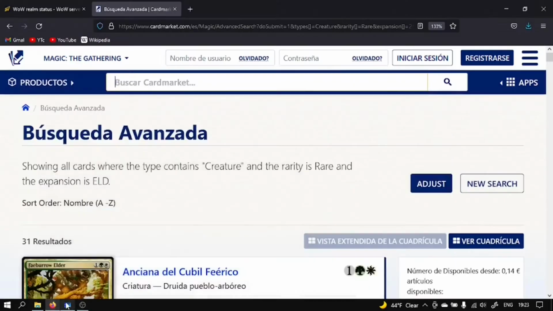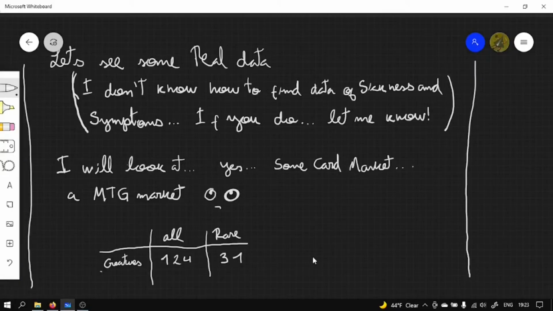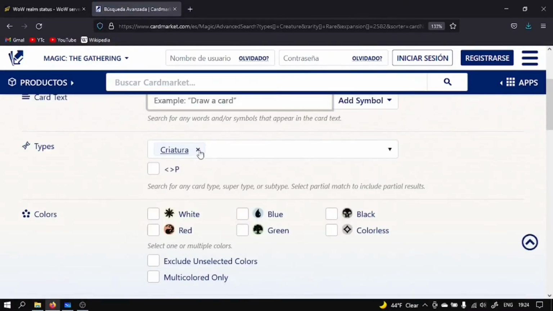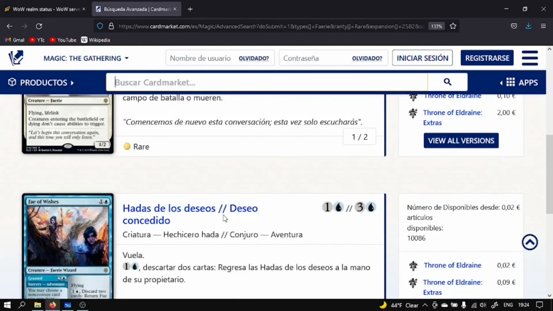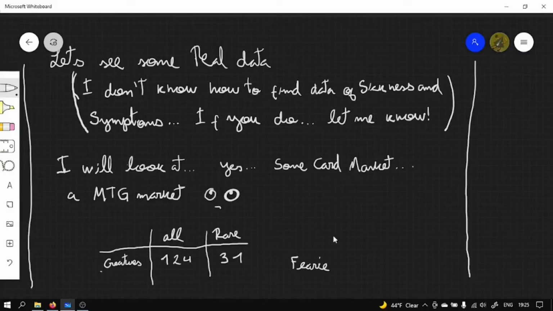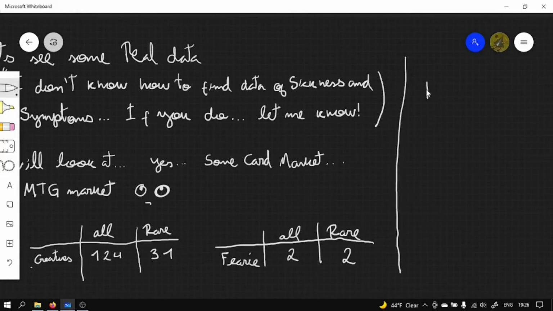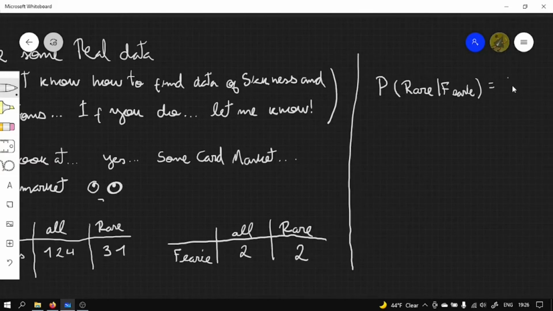So in the Throne of Eldraine, we have 130-something creatures. And let's see now the 124 creatures. 31 are rare. And we look at the fairies. There are only 2 fairies in this season, and all the fairies are rare. So we can think of the probability of being rare, given that it is a fairy. Well, if you are a fairy, you have to be rare in this season of Magic the Gathering.